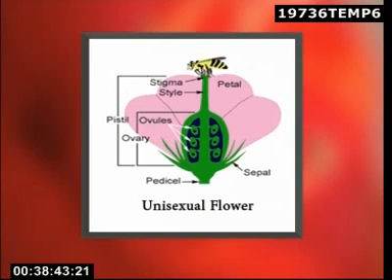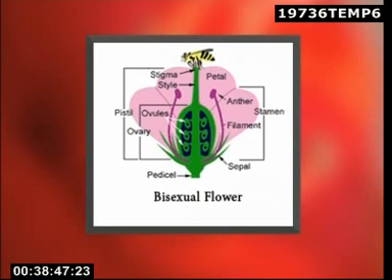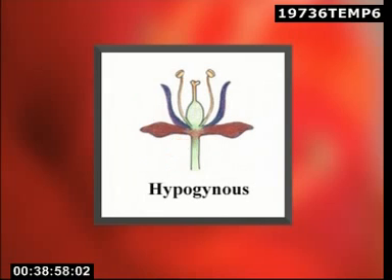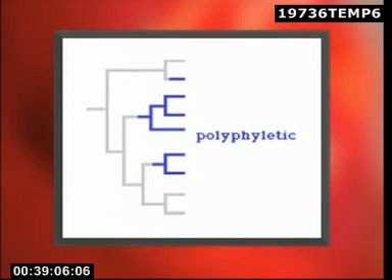Unisexual flowers were considered to be more primitive than bisexual ones. Cleistogamy was considered to be a more primitive character. The epigynous condition is more advanced than the hypogynous condition. Apocarpy is regarded as a primitive feature and syncarpy as an advanced feature. The evolution of angiosperms is regarded as polyphyletic.